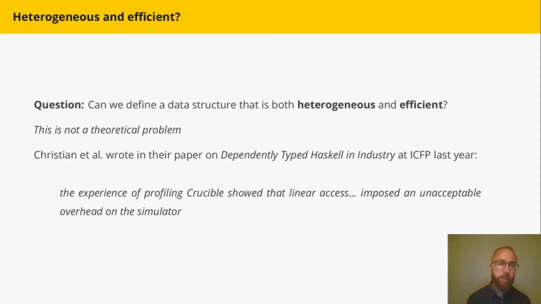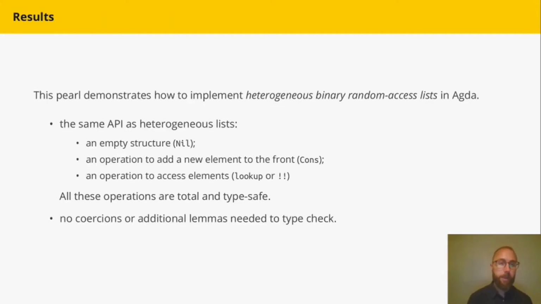And this isn't just a theoretical problem. People who work in industry and academia, such as David Christiansen and his co-authors at Galois, wrote an experience report on dependently typed Haskell in industry last year. They had this experience of profiling Crucible that showed that linear access imposed an unacceptable overhead on the simulator. As a result, they actually abandoned the type-safe dependently typed approach that they were taking in favor of Data.Map and unsafeCoerce.